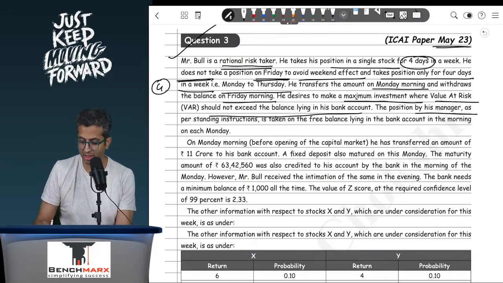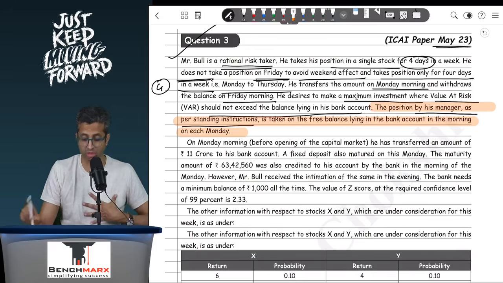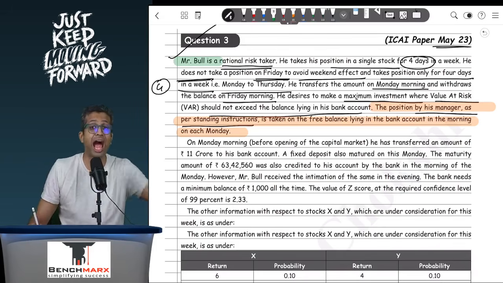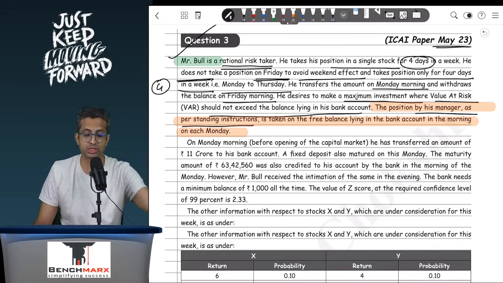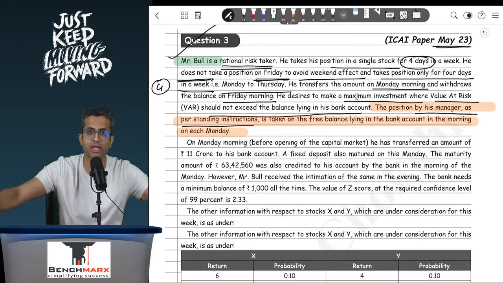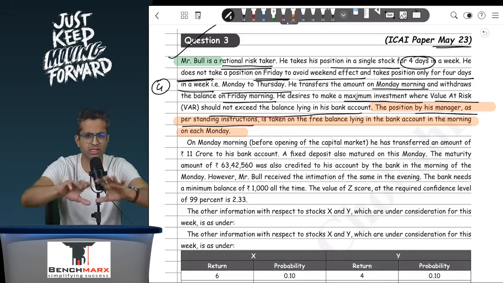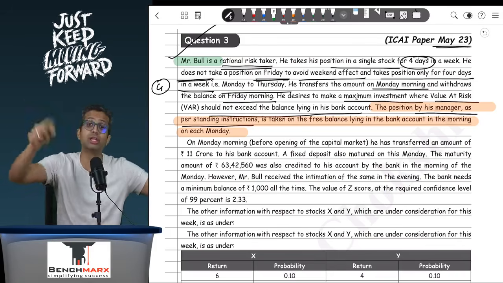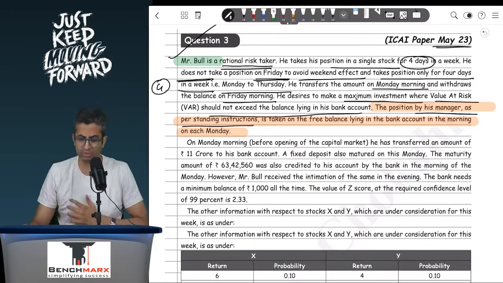Now the position by his manager as per the standing instructions. Now this is a very interesting thing. What does the question tell you? The position by his manager as per the standing instructions is taken on the free balance lying in the morning on each Monday. So who is taking the position? Be mindful of that. Is Mr. Bull taking the position or is his manager taking the position? As per the standing instructions, it is the manager who is taking the position, and the manager is taking the positions based on the free balance lying in the bank account. So the manager, his assistant, the portfolio manager, will look at the amount in the bank account, and as per the standing instructions of Mr. Bull, he will take the position based on that. Now that is an important piece of information to note over here.